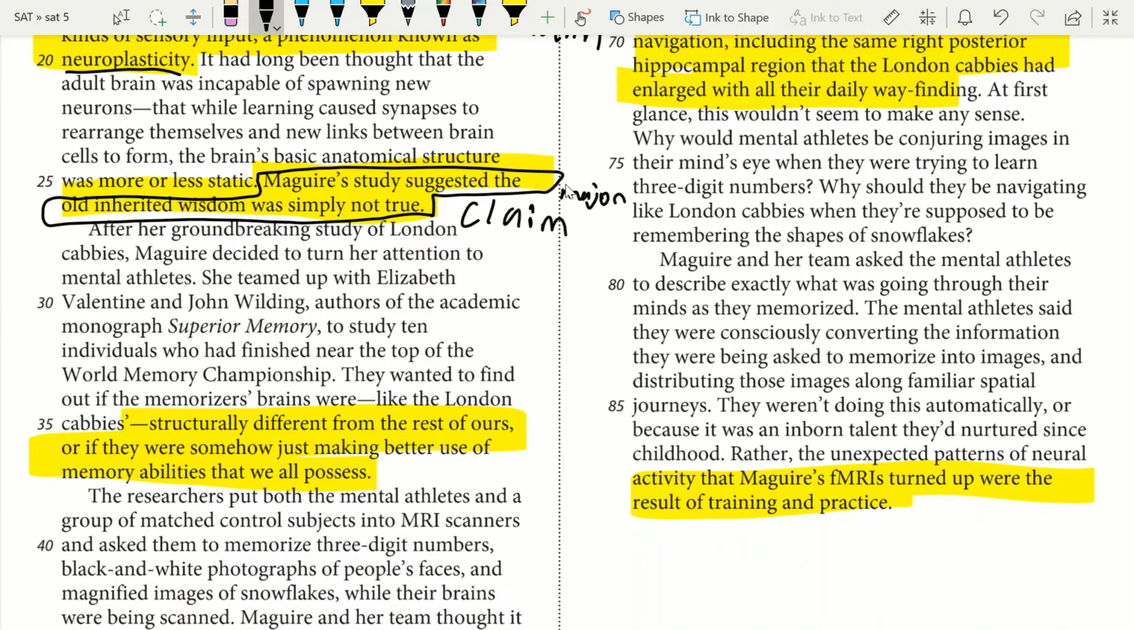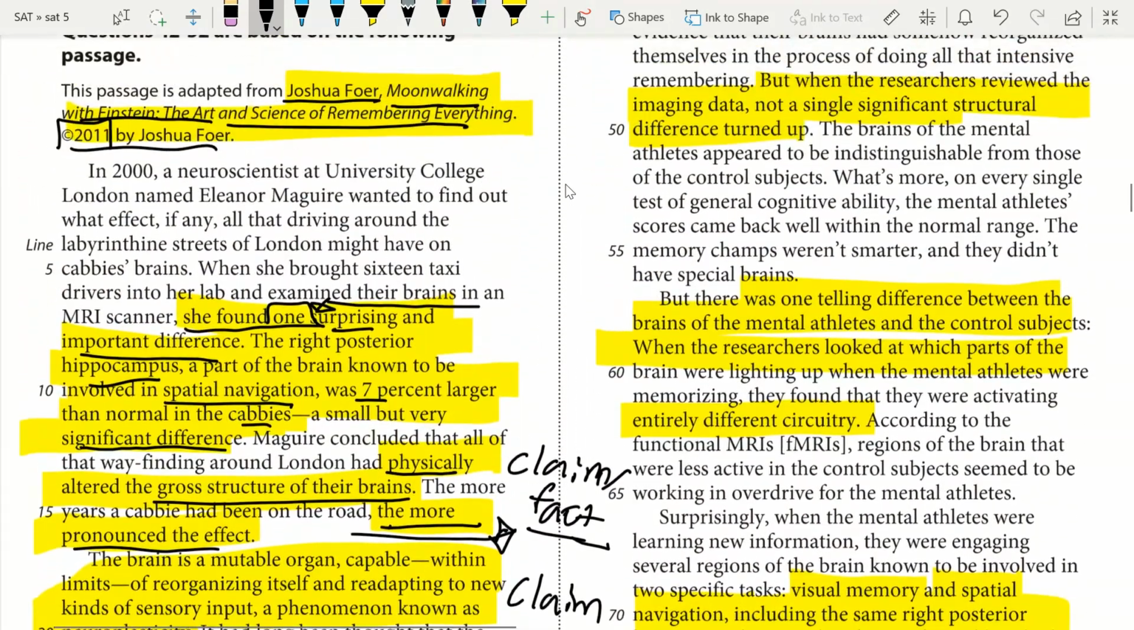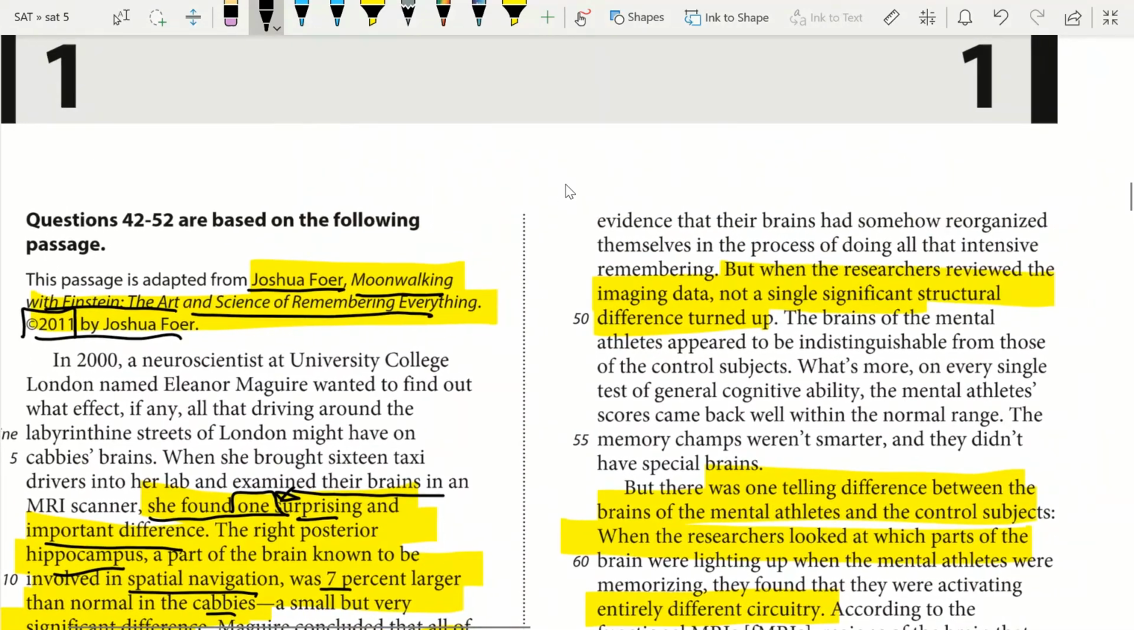Okay, structurally different from the rest of ours, or if they show them making better use of the memory abilities we all possess. So this isn't talking about those London cabbies. This is really our driving question behind our experiment. Anytime I have a driving question behind my experiment or a hypothesis, I want to highlight that. Are their brains different or are they just using their memories differently? So that's my driving question. Anytime I have a driving question on a science section, I want to highlight that. Then I have, but when the researchers reviewed the imaging data, not a single significant structural difference turned up.